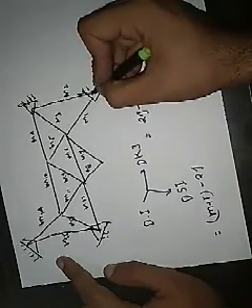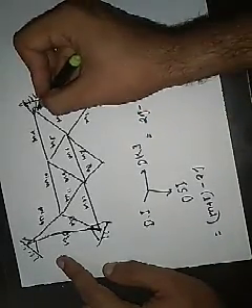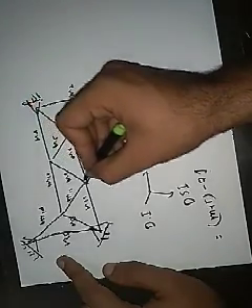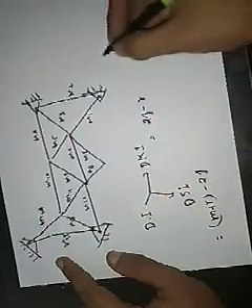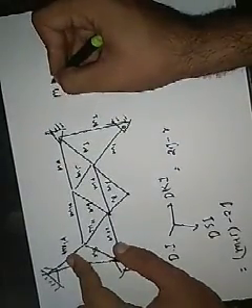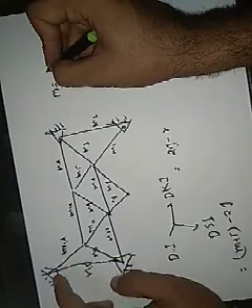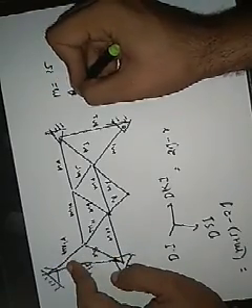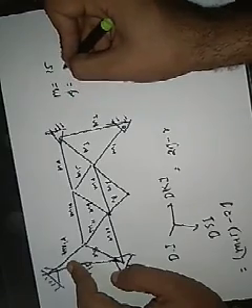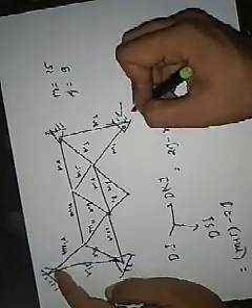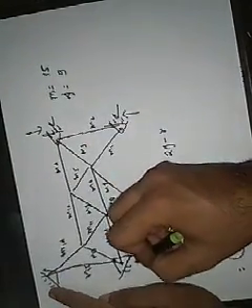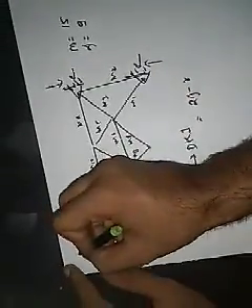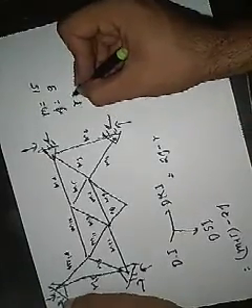And how many joints do we have? We have 1, 2, 3, 4, 5, 6, 7, 8, 9. We have m equals 15, number of joints j equals 9, and support reactions: 1, 2, all these are hinge supports, 3, 4, 5, 6, 7 and 8. Support reactions are 8.